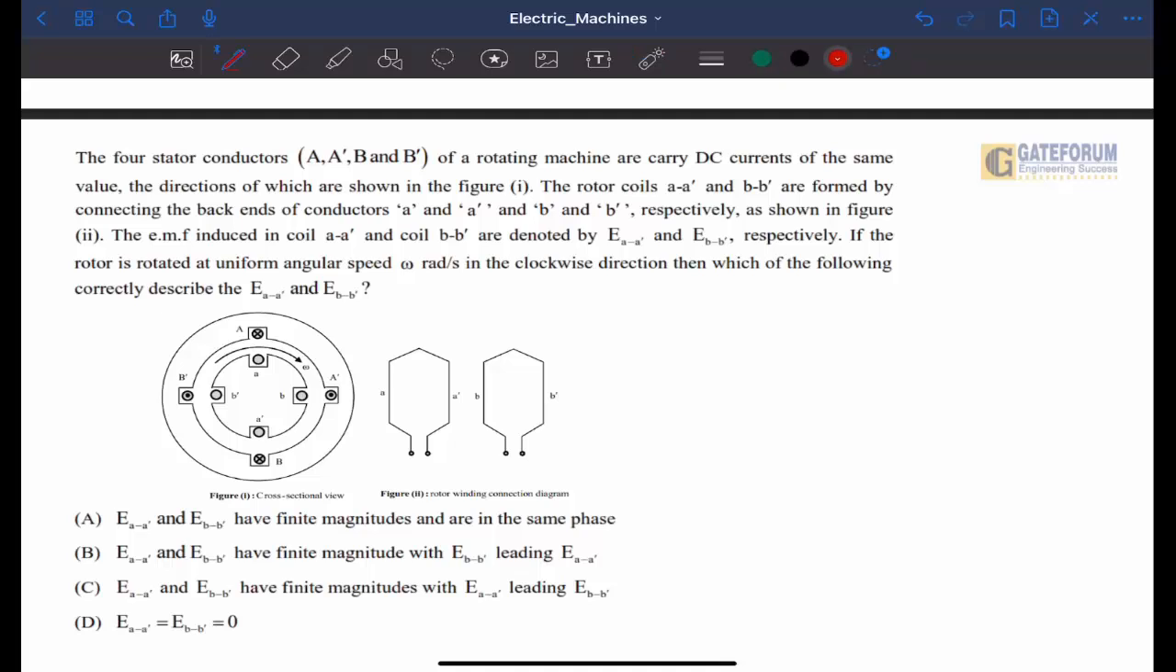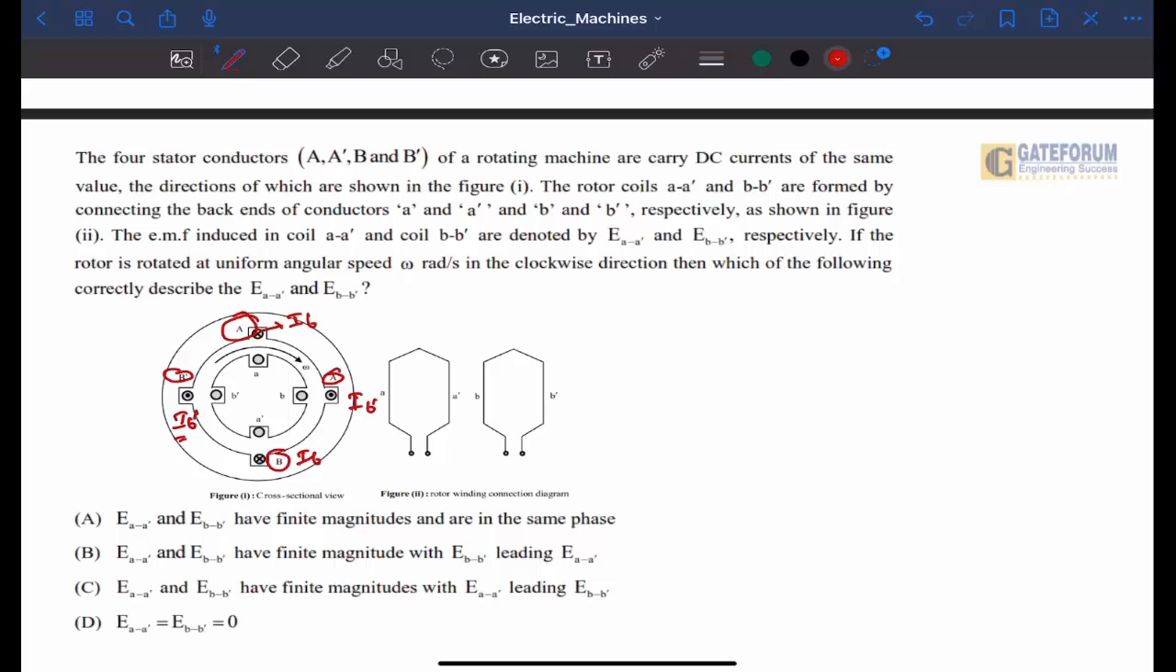The 4 stator conductors A and A dash, and B and B dash, of the rotating machine carry DC current of the same value. This current is IB, and this is IB dash, and these both are the same. The directions of which are shown in figure 1.